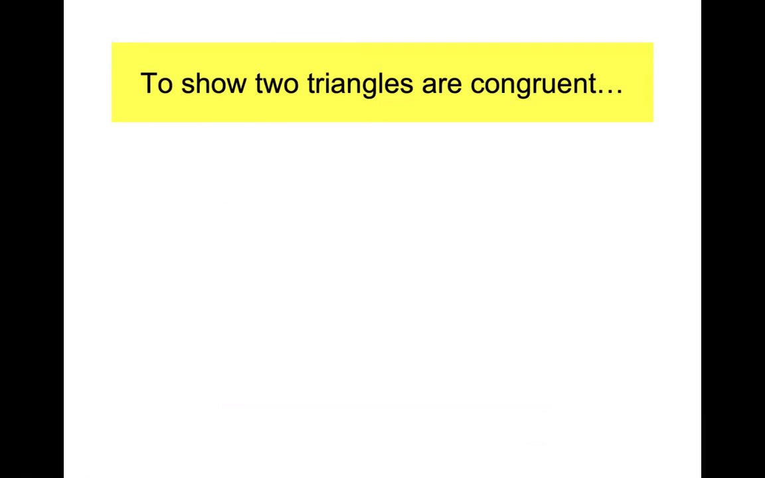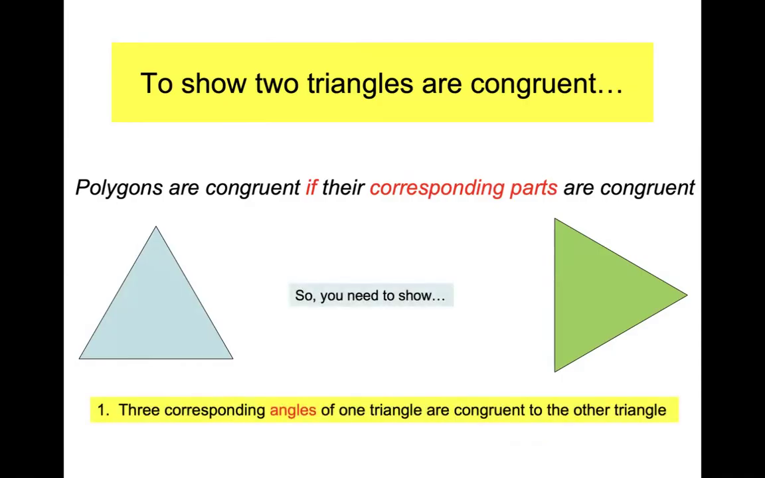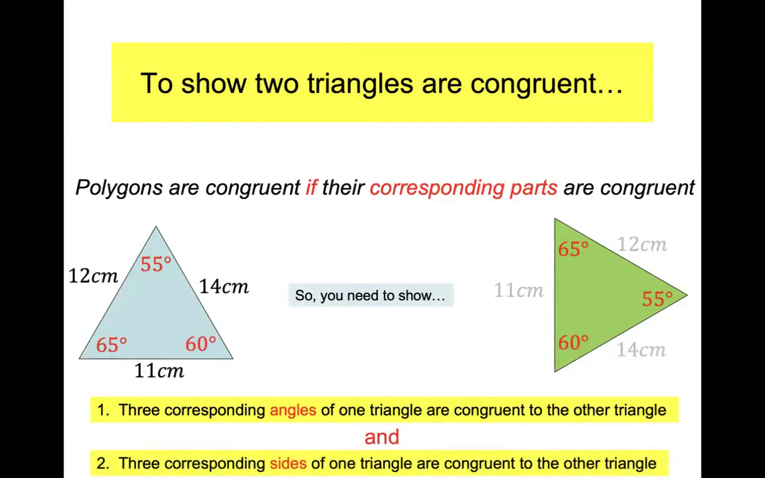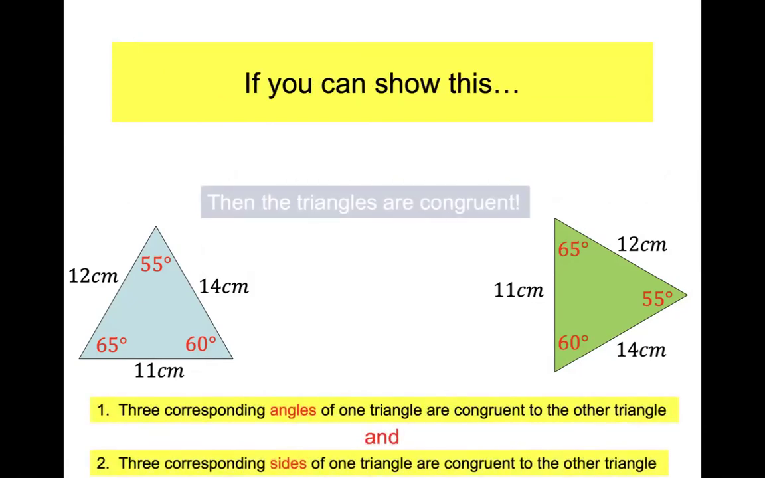So method number one, to show that these two triangles are congruent, I'm going to show that all their corresponding parts are exactly the same. Well, how many parts are that? There's 12 parts. There's six angles and there's six sides. So there's 12 things that I need to show. I need to show that the three angles of the left triangle are equal to the three angles of the right triangle. That's six. And then I need to show that the three sides of the left are equal to the three sides of the right. That's another six. So that's 12 things I need to show that the blue triangle is congruent to the green triangle.